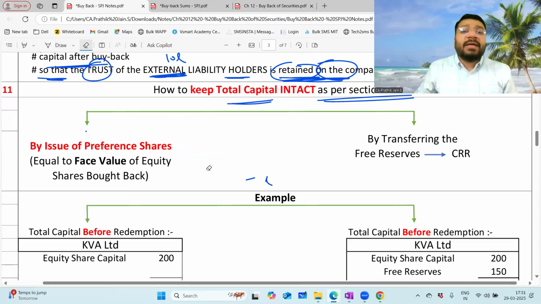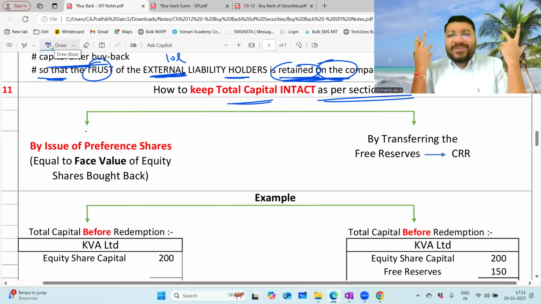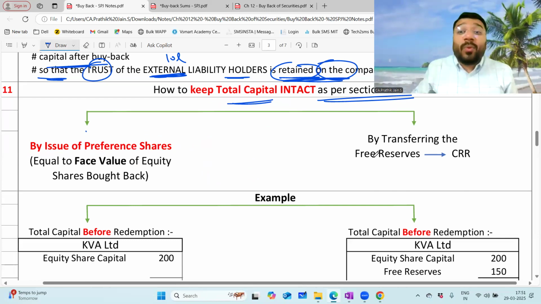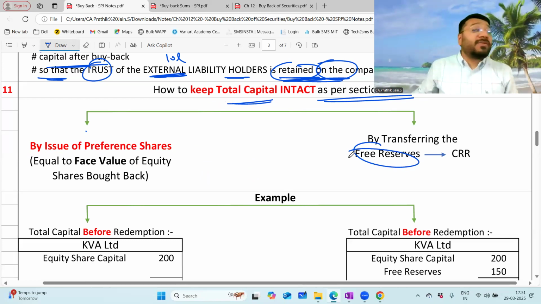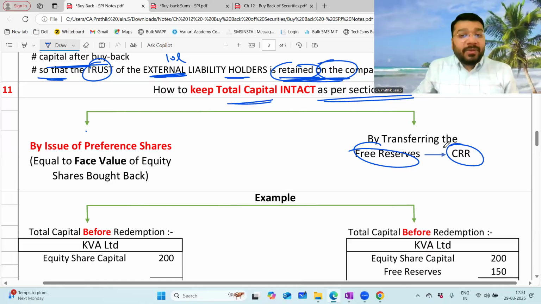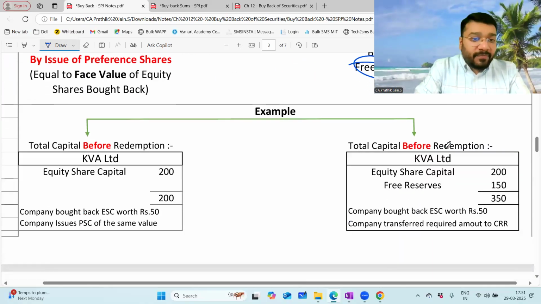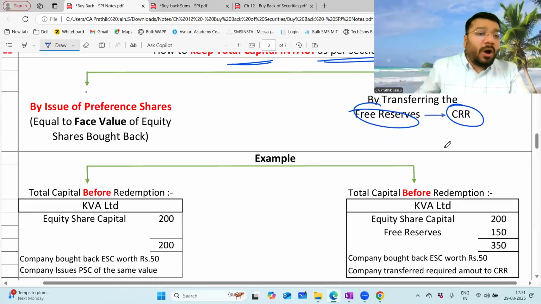This is one option. Some people are so rich that they say, I don't need preference shares, I have so much money with me. So what I do is, whatever money is there in the free reserves, I will transfer that to CRR. What does CRR stand for? Capital Redemption Reserve. So can we see this? Let's speak about option number 1.